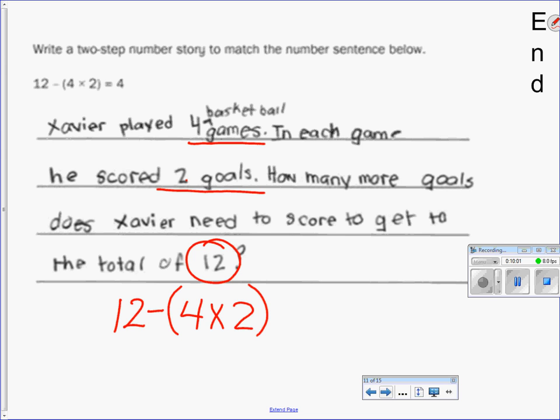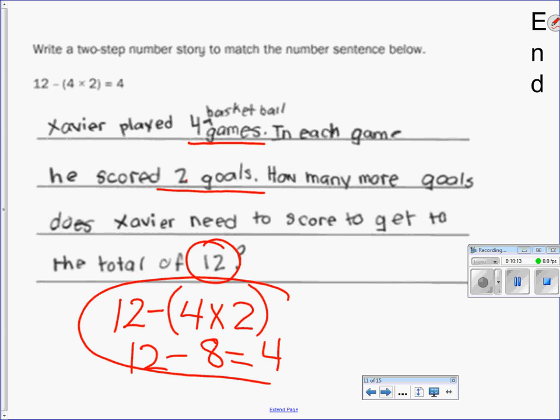All right, so 4 times 2 equals 8. 12 minus 8, and that would equal 4. And we would need 4 more baskets. So if we look at this, this is a good representation of the number model that I used right there. So yes, this would be a very good story or number model and would meet all the criteria needed to represent my equation that I have here.